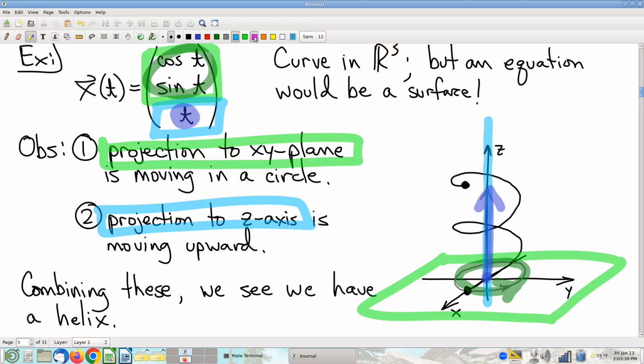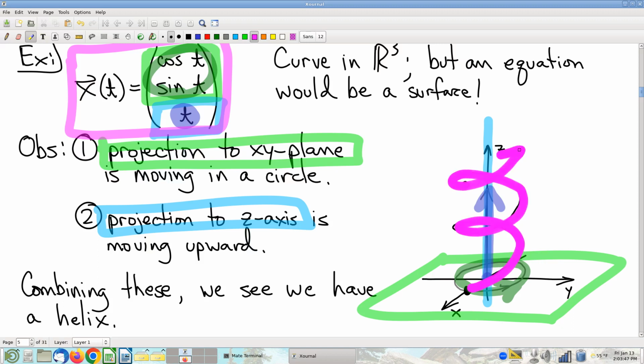So this parameterization gives me a helix. Everybody happy? Tool for your toolbox. I mean, if you should happen to notice that there's a nice, convenient projection, some of the coordinates are easy to understand, this is a good foot in the door. Okay.